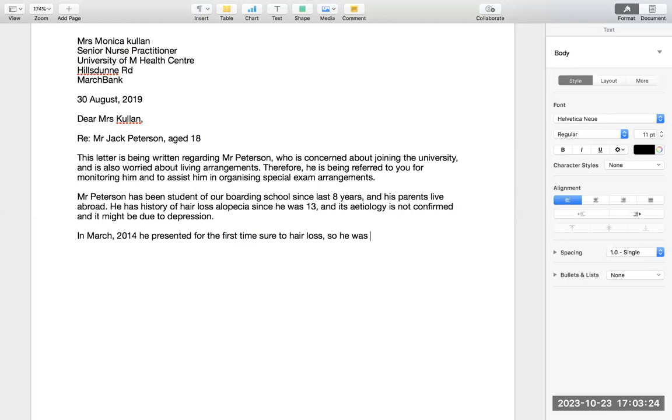So this is the connector, simple. In 2014, comma, he presented for the first time due to hair loss, so he was referred to a trichology specialist. Again, only the easy thing. Don't write too much. You will feel like writing everything, but please don't write everything. Please, trichology specialist. Whatever the word has been given, use only that word. So that's done.